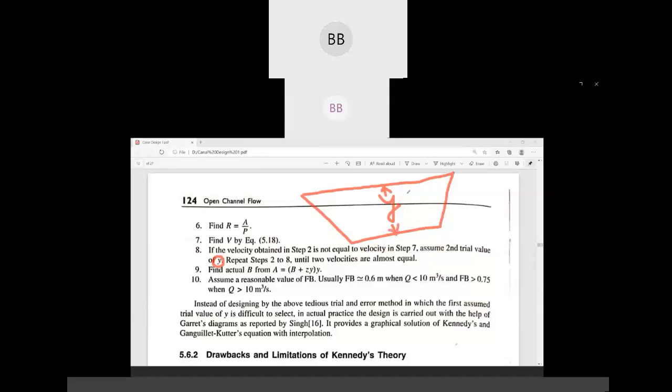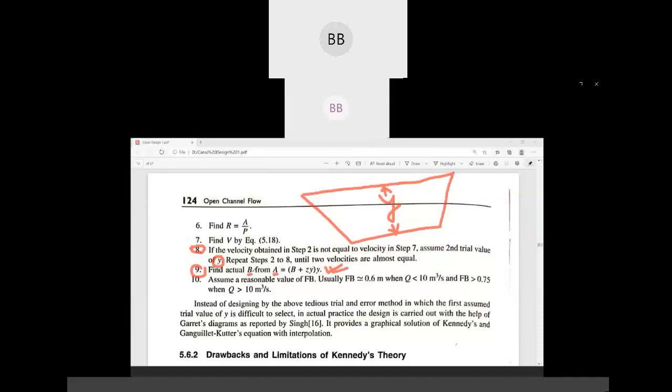Okay, in step number 8. Then what you do, in step number 9, find actual b and actual a. Whatever area and width we have calculated is related to your first trial for a particular depth, because we are going to repeat the trial, and for that particular y we have to finally find out the area.